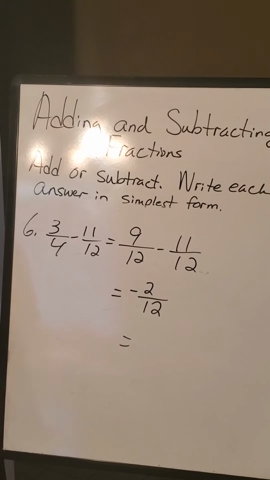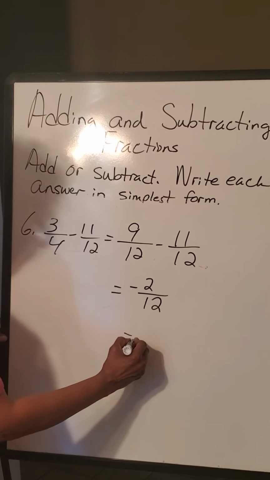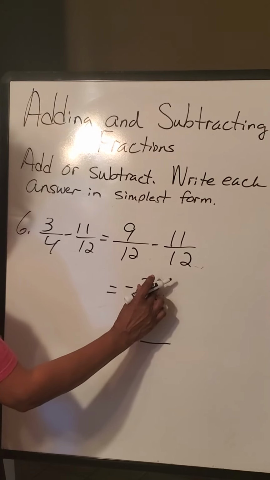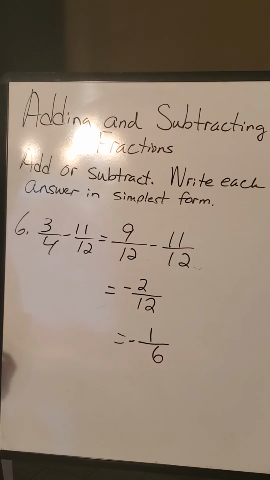And as I simplify, 2 and 12 have a GCF of 2. So my answer is a negative. Take 2 divided by 2, I get 1. Take 12 divided by 2, I get 6.